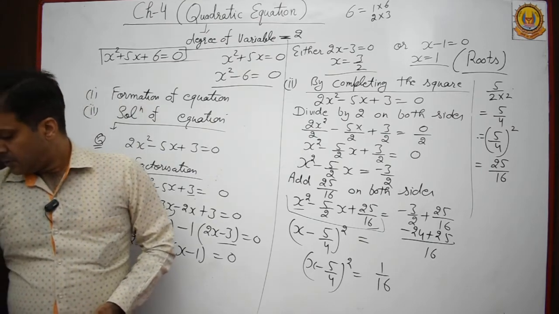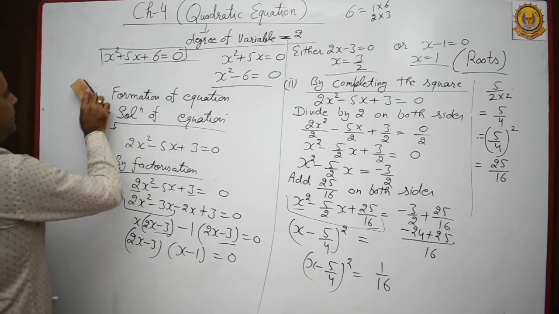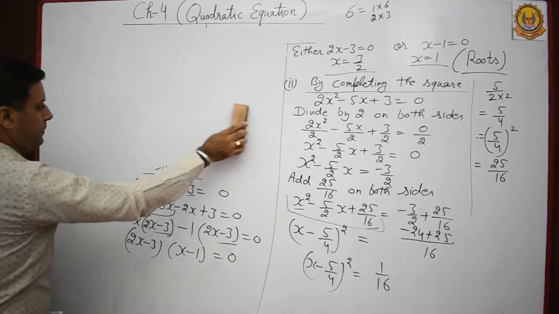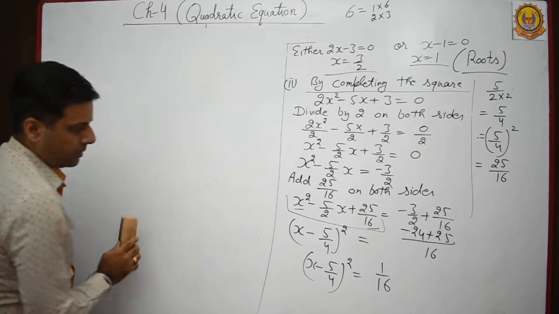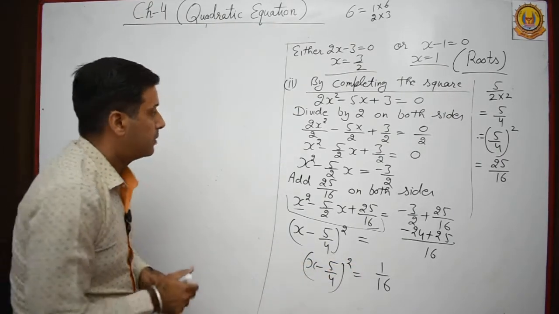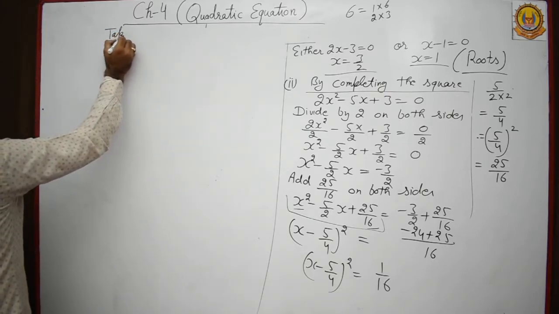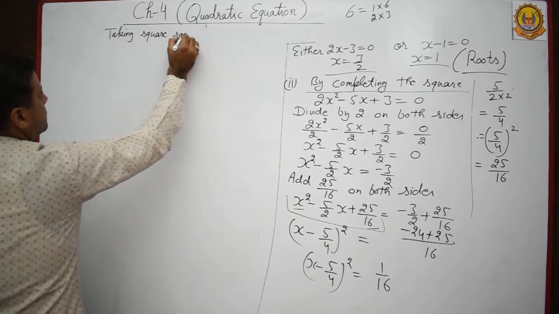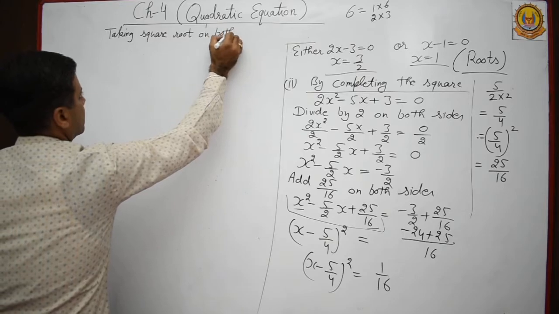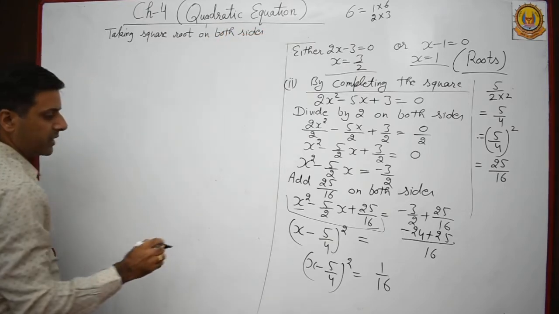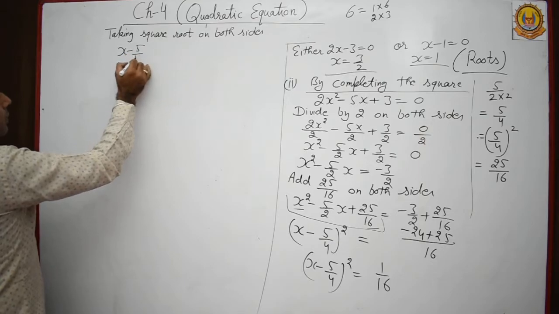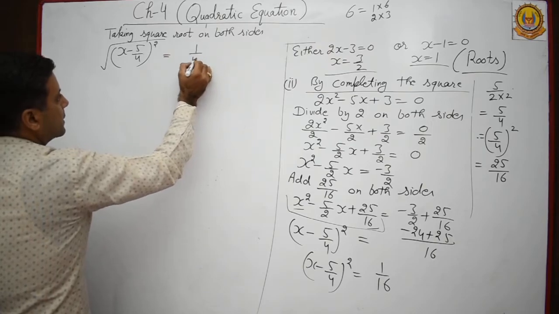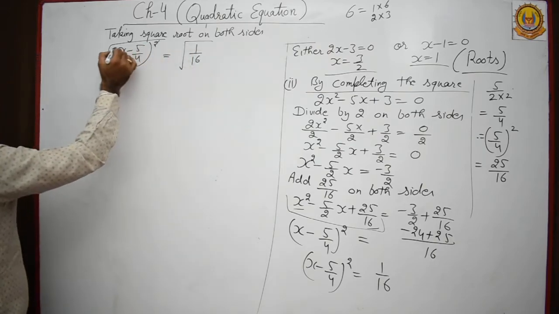Okay? Now the next step is, I have to remove this square. So taking square root on both sides for removing the square. So square root of (x minus 5/4) whole square is equal to square root of 1/16. So the square cancels with the square root.